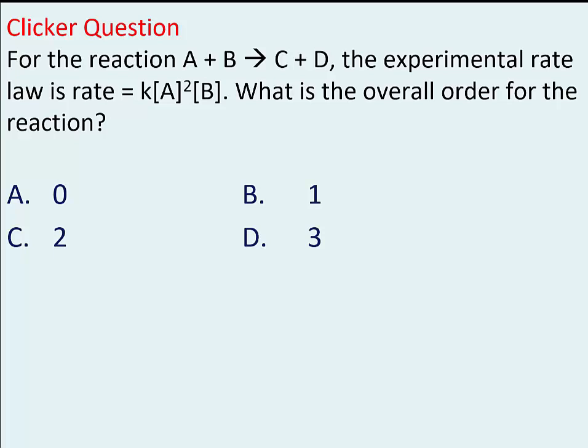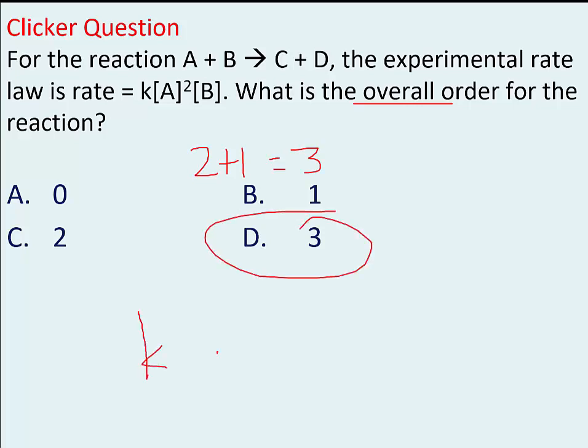All right, another quick question. So for that same reaction where we've got second order with respect to A and first order with respect to B, what is our overall order for the reaction? It's just going to be 2 plus 1, is third. What are the units on K? They are going to be molar to the minus 2 times seconds to the minus 1.